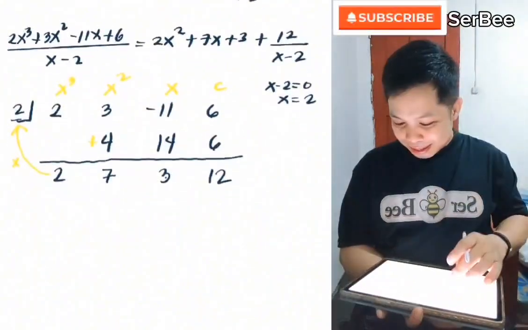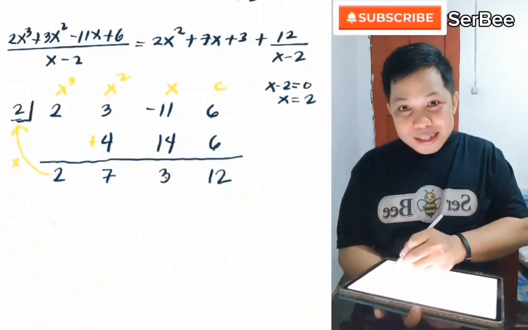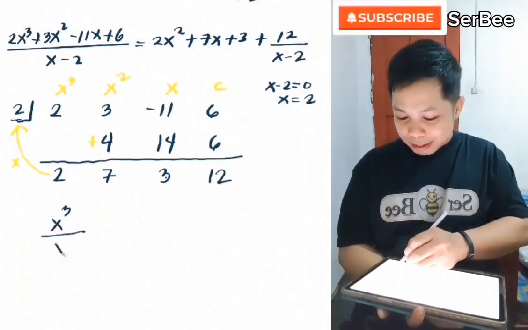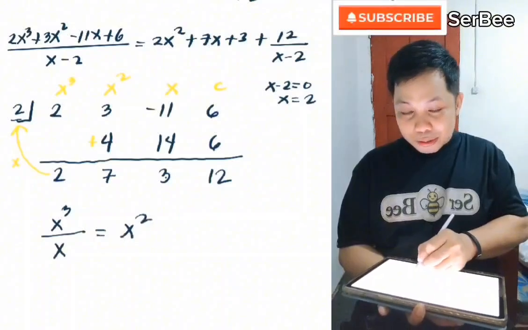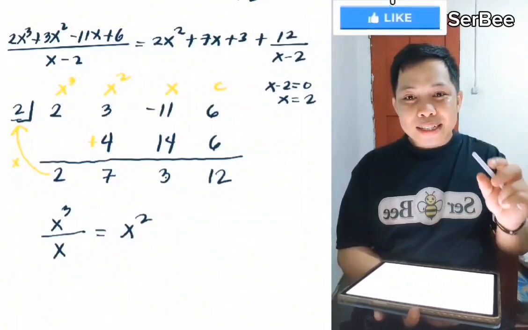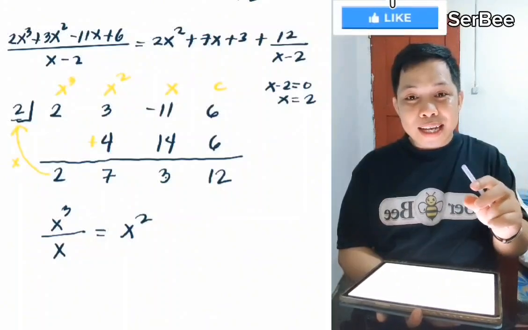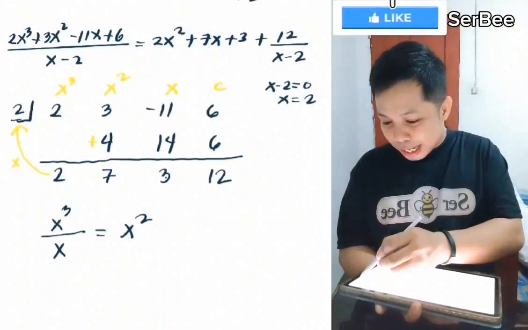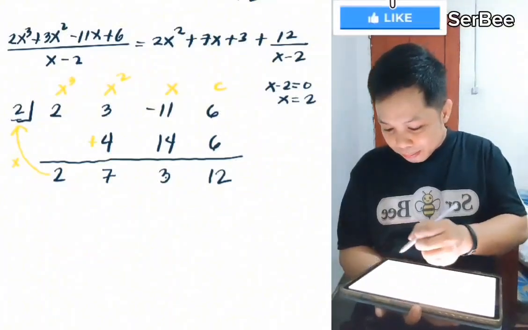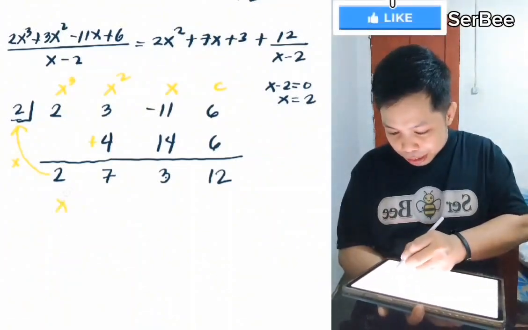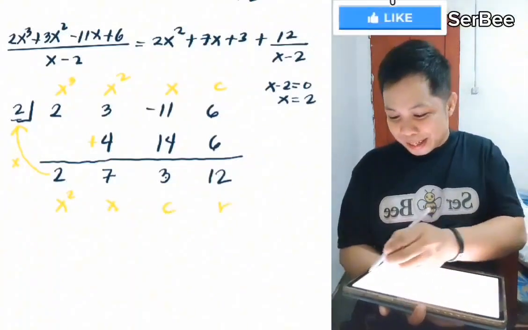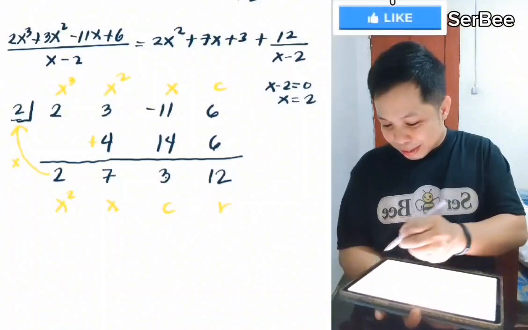And answer. So, since ang degree ng dividend natin ay x cubed and ang degree ng divisor natin ay x, so ano makuha natin? X squared. Ibig sabihin, yung degree ng quotient natin ay degree 2. Okay? Or x squared, yung leading term na tinatawag. Okay? So, kumbaga, ito po ay yung coefficient ng x squared, ito yung sa x, ito yung sa constant, and ito yung sa remainder. Therefore, ano yung sagot natin?